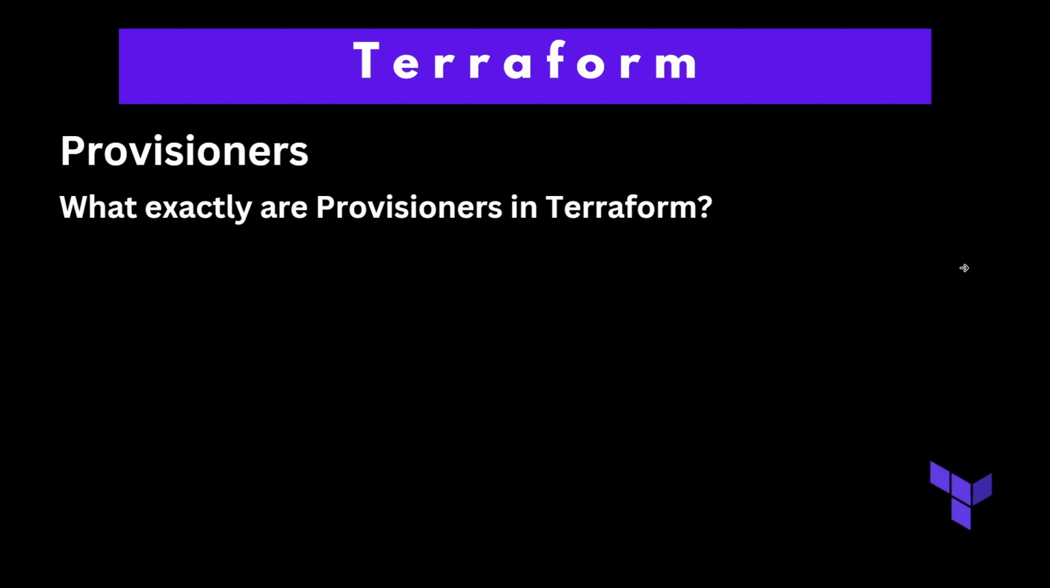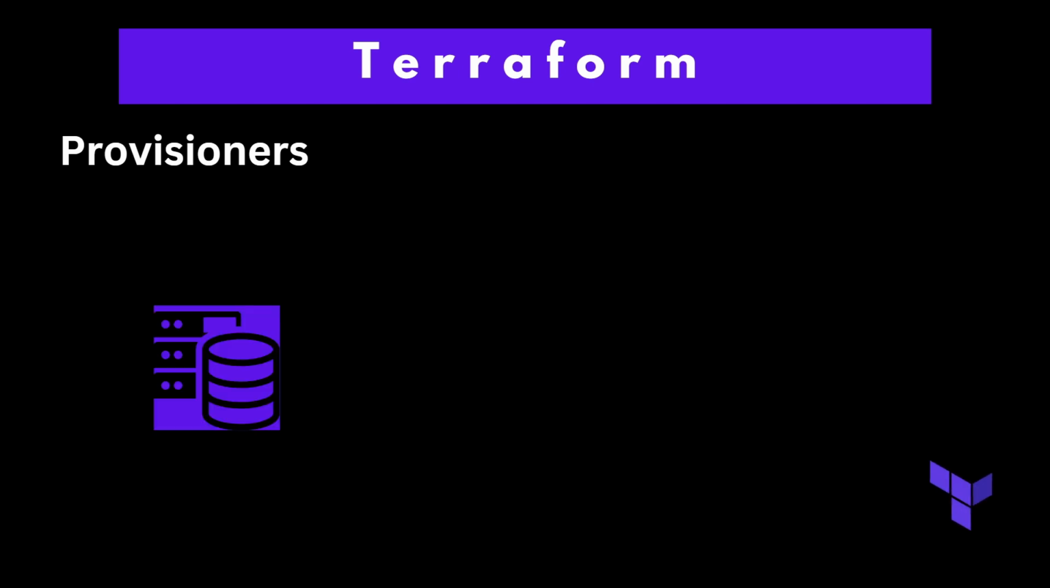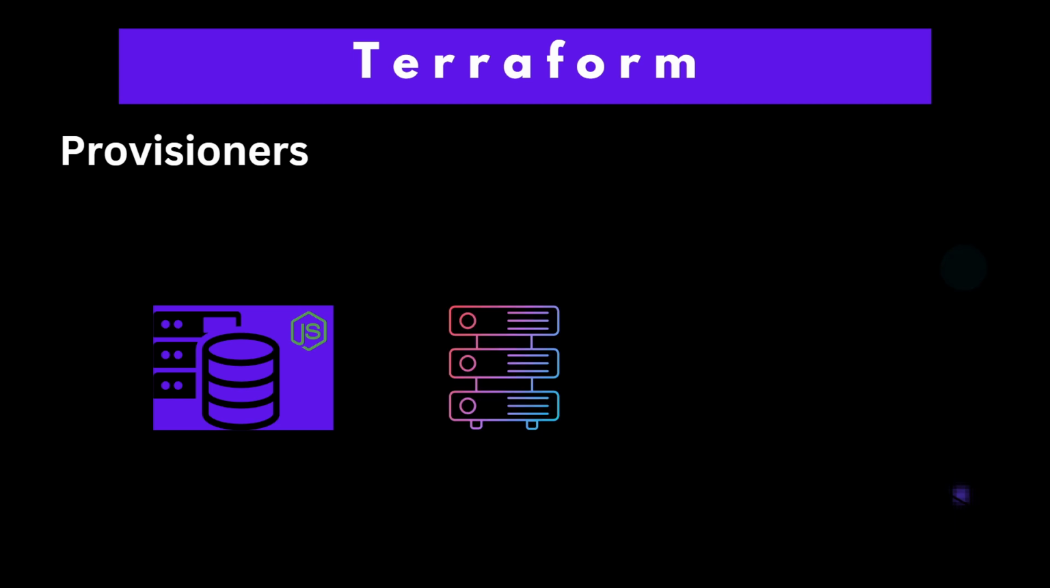What exactly are provisioners in Terraform? Provisioners are a way to execute scripts or actions on your infrastructure after Terraform has created or updated your resource. This is useful for tasks like installing software on a virtual machine. For example, you have a server and you want to install Node.js on it. Using provisioners, you can do that, and we will learn how in this video. And then configure a server after it's provisioned.